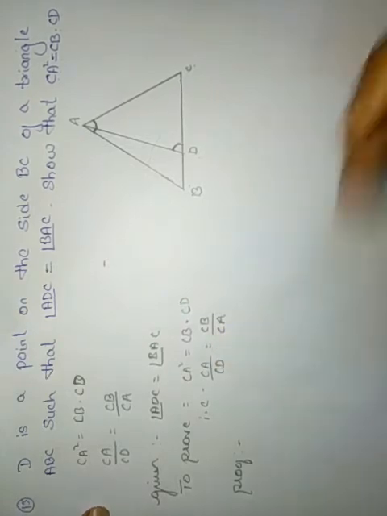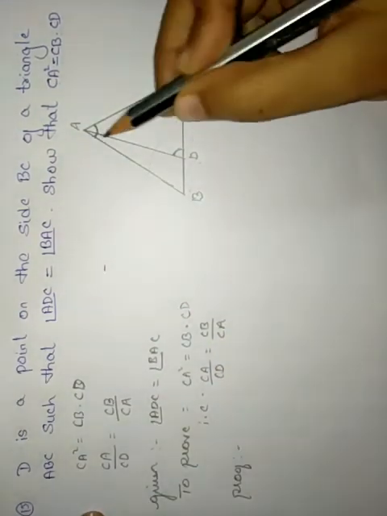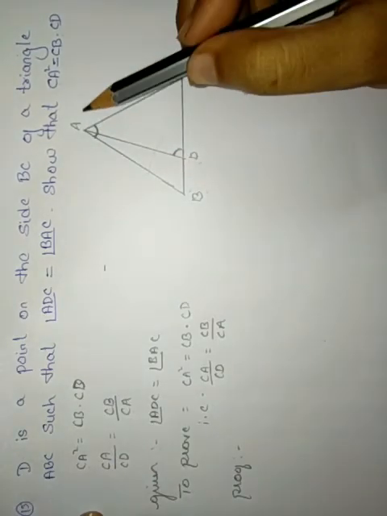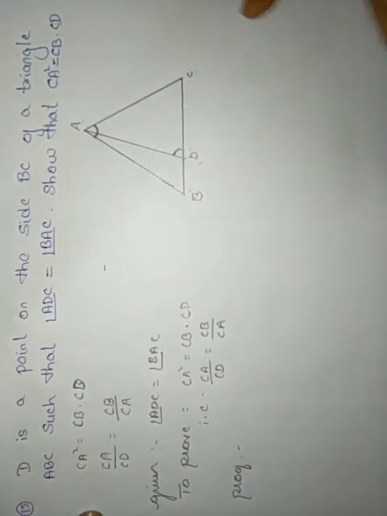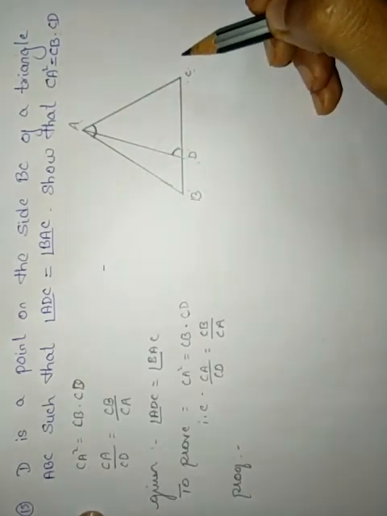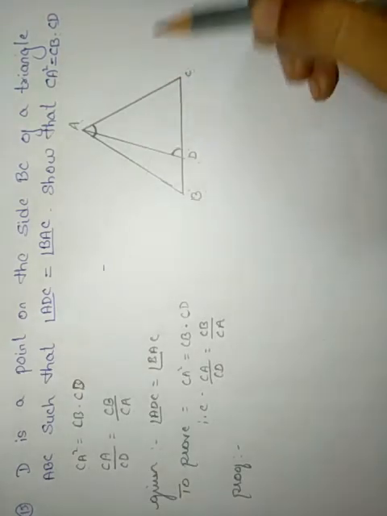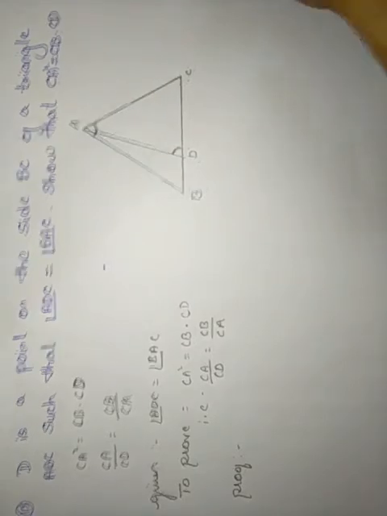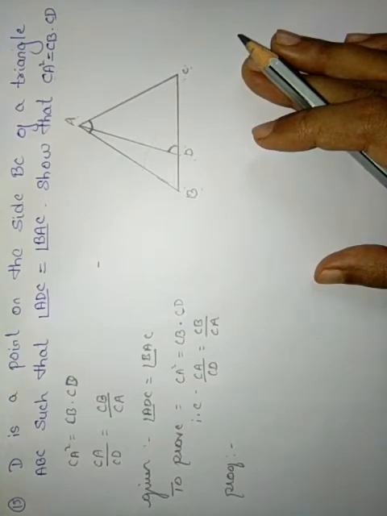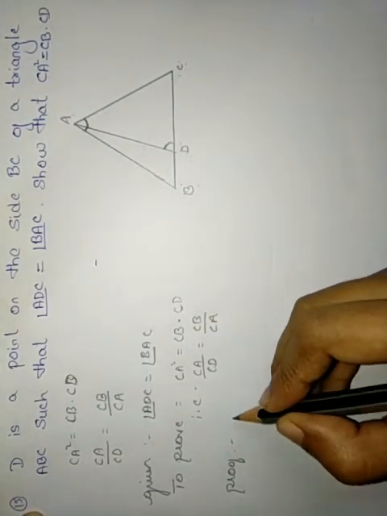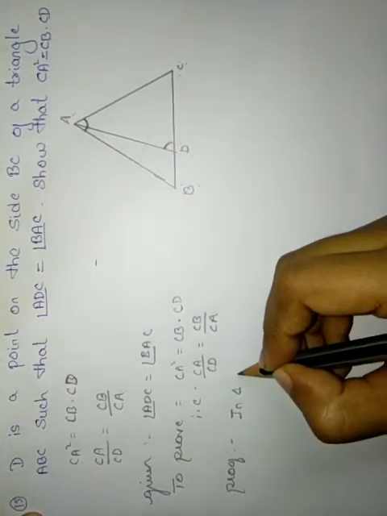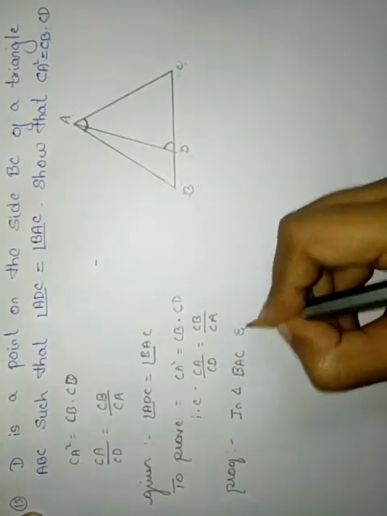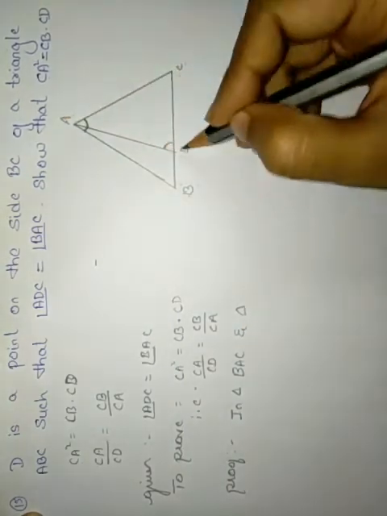To prove this, I will consider two triangles. First triangle is triangle ABC, the big triangle, and one more small triangle, that is triangle ADC, right? We'll compare the big triangle and small triangle. First we'll say that these two triangles are similar. After saying these two triangles are similar, we can say that the ratios of their sides are the same. So we'll write here, I will consider triangle BAC and one more triangle, that is ADC.